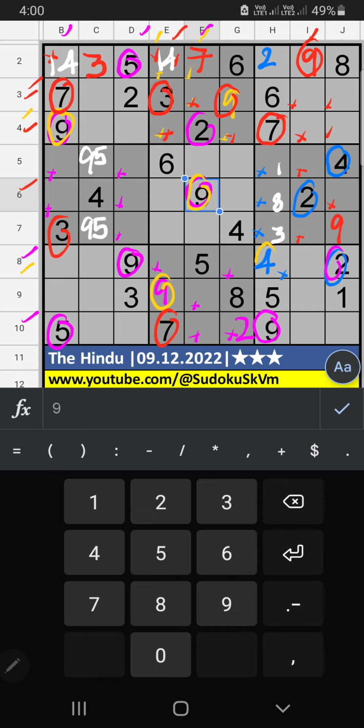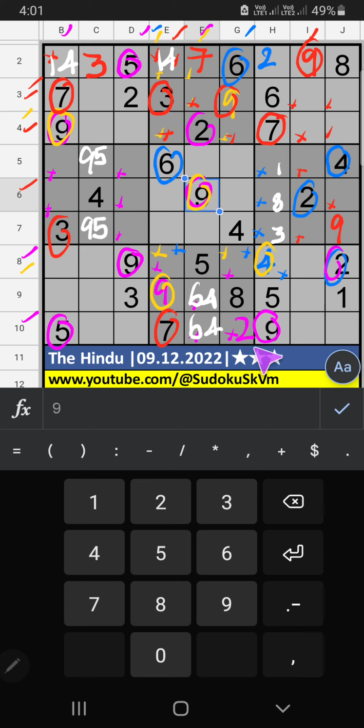8th row, we have 4. So 4 can't come in these cells. 4 will come in another cells. We will confirm later. Column E, column G, we have 6. So 6 can't come in these cells. 6 will come in another cells. We will confirm later.